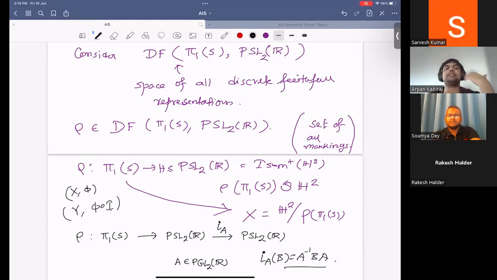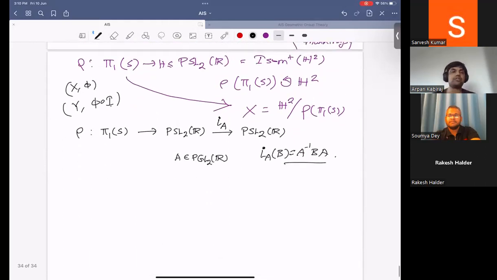Post composition by an isometry is nothing but conjugating the homeomorphism by some element in PSL2R or PGL2R. So if I want to construct just that, I'm considering two markings which are equivalent just by a post composition with an isometry, not a homotopy. So the space that we get is the space of all discrete faithful representations from the fundamental group of S to PSL2R, quotiented by the isometry group, the whole isometry group of the upper half plane, which is PGL2R.